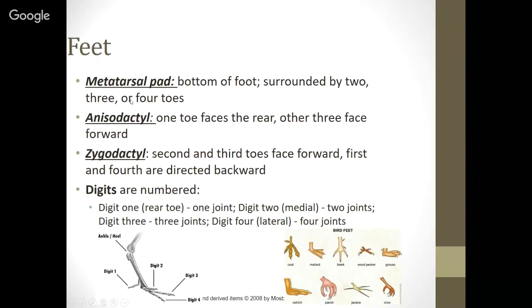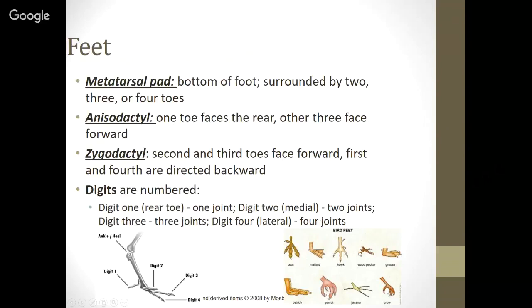On the feet, they have a metatarsal pad, which is the bottom of the foot, and it's surrounded by 2, 3, or 4 toes, and you need to know what these look like and how to relate them to different birds. This is obviously a duck foot. It's a mallard. We have a small digit protruding backwards and then 3 digits protruding in the front. The hawk has one backwards, one sort of towards the back and medially, and then 3 towards the front, and that is for grasping prey.